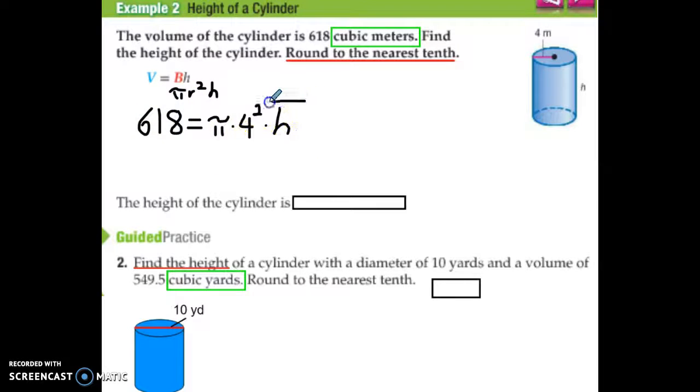Alright, so I'm trying to get H by itself. So what's happening to H? Well, I'm multiplying it by 4 squared, and I'm multiplying it by pi. Okay, so I have to do the opposite. I have to divide. So what is 4 squared?